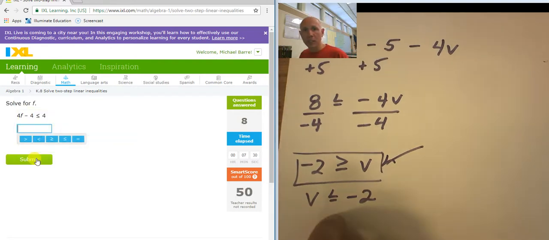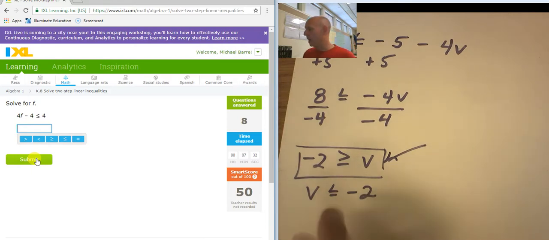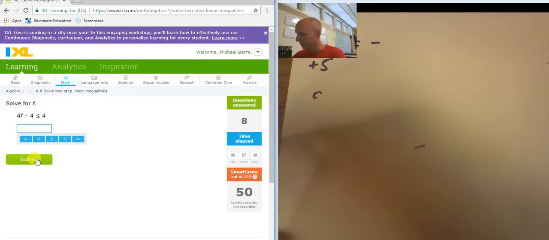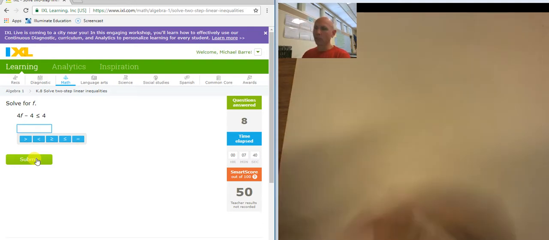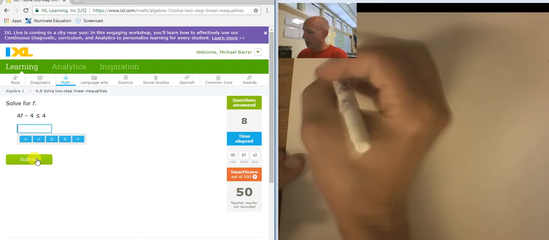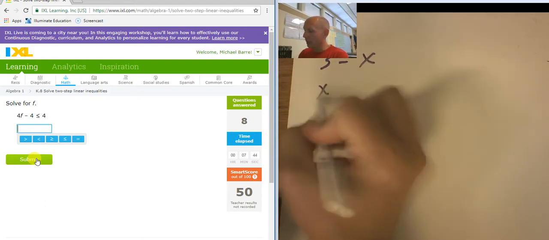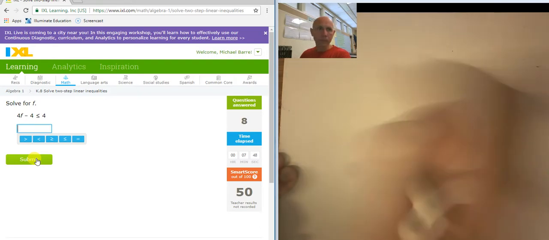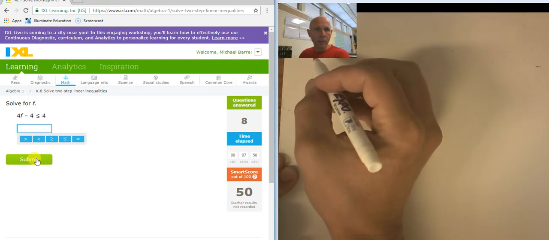I prefer having the variable on the left side at the end of doing the problem. Right? Like even with an equation, what looks nicer? 3 equals x or x equals 3? You know, x equals 3. It's a better way to write it. Okay, I got to 50. That's pretty good. Let's do a couple more.